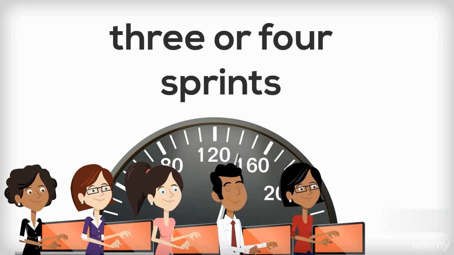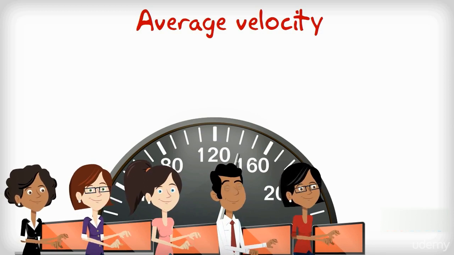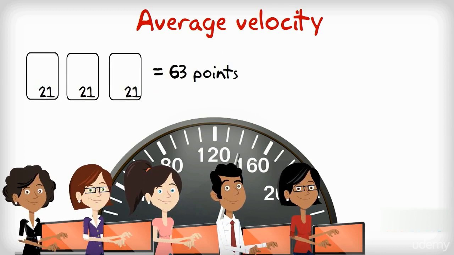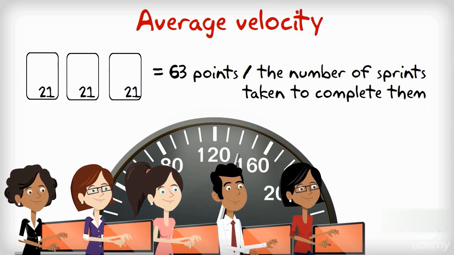Once the team have worked for 3 or 4 sprints, the average velocity can be calculated by dividing the total number of story points completed by the number of sprints taken to complete them.